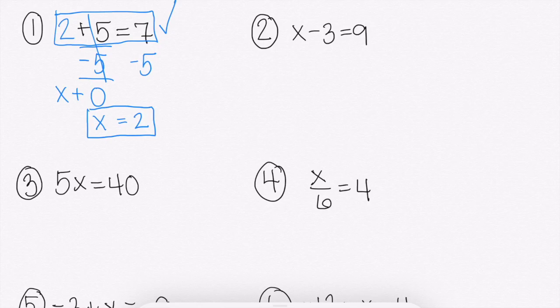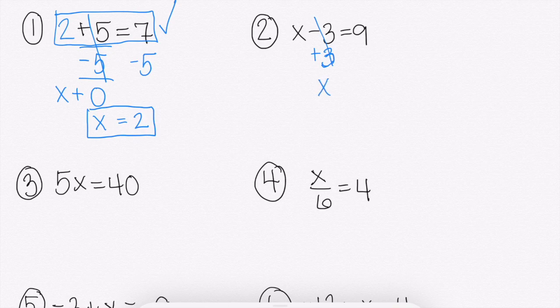Same thing, we're going to do our opposite operation. So right now, what is with our x? We have x minus 3. So how would I get rid of minus 3? We would have to add 3. Right? Because if we were at negative 3 and we went up 3, that would get us to 0, which would mean we're just left with x.